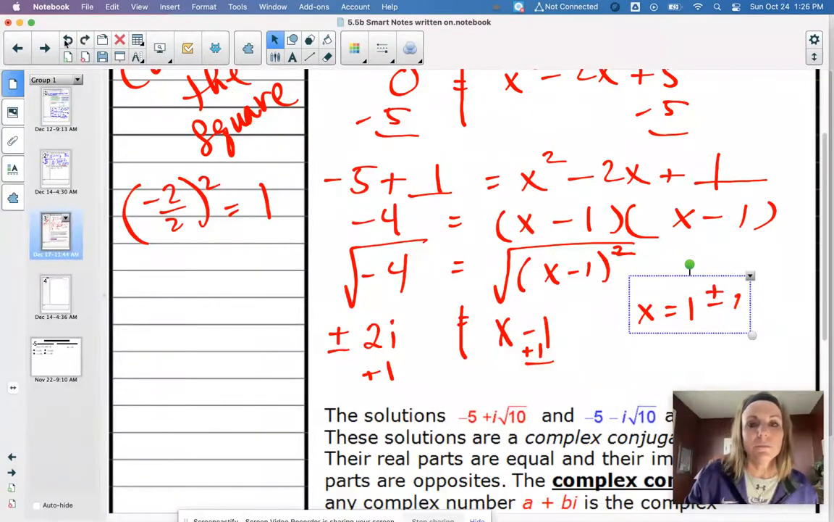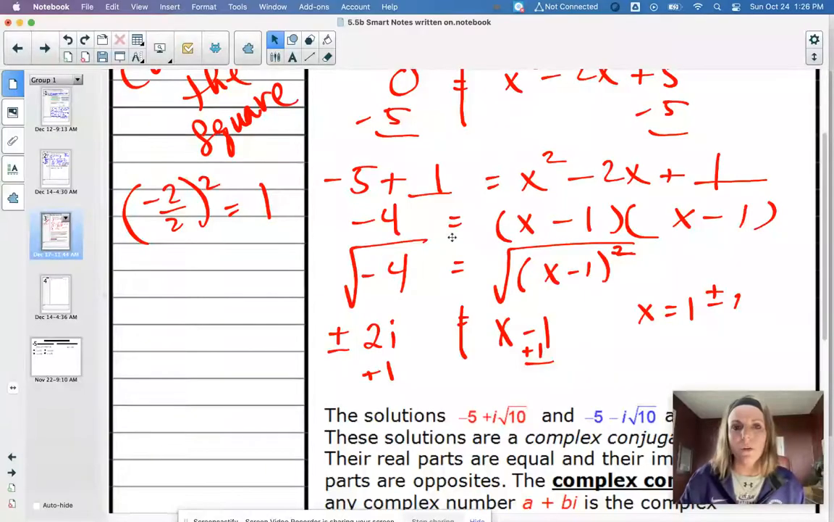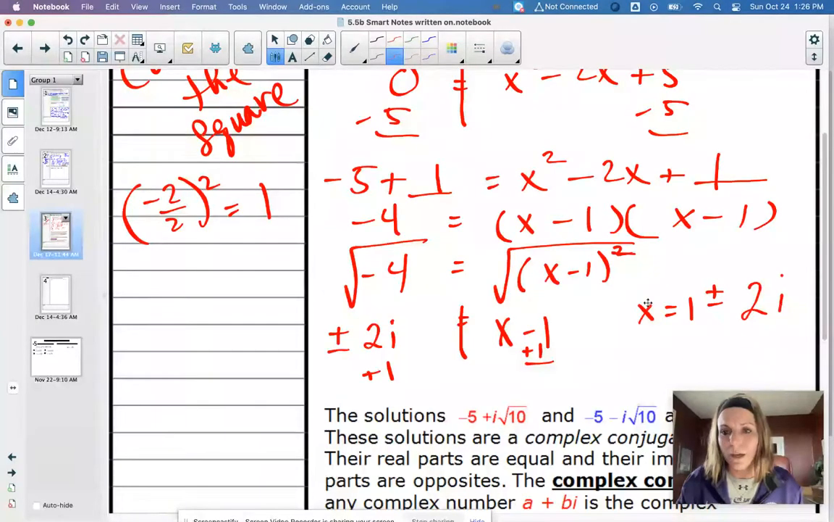Hold on here. Sometimes that happens, and we're going to get back and fix that. There we go. Plus or minus 2i.